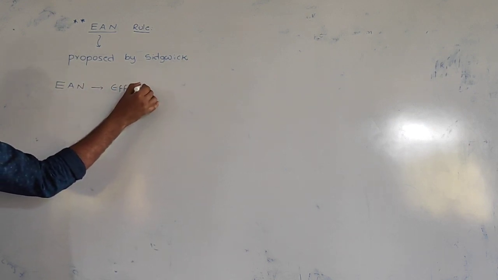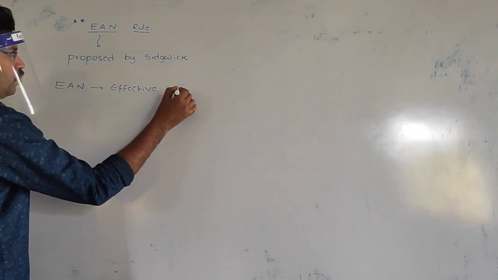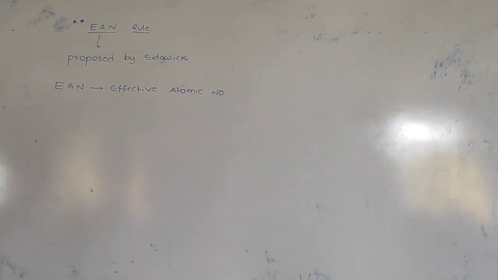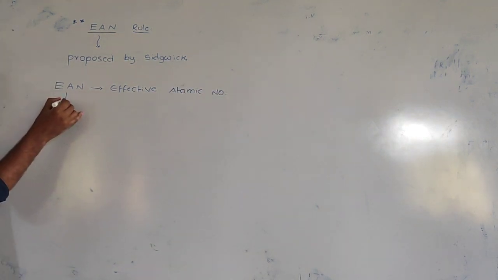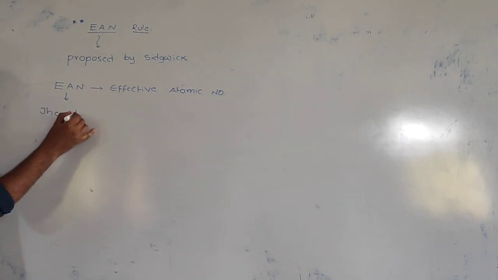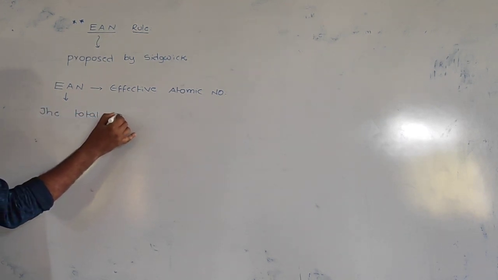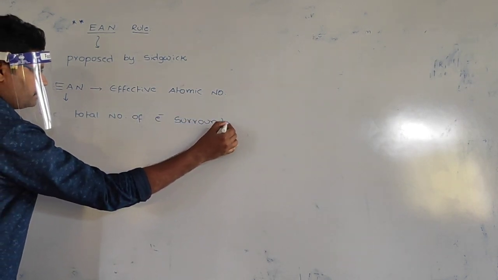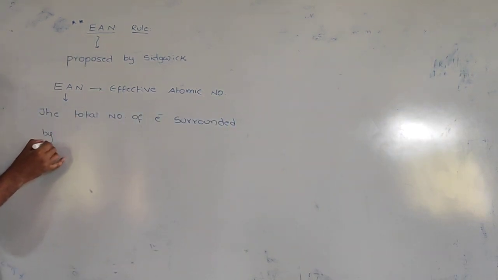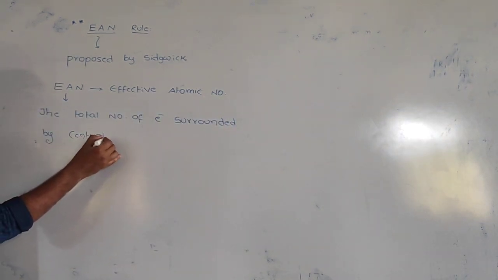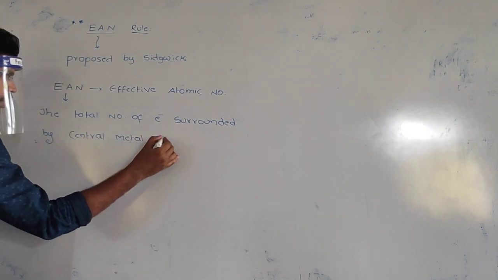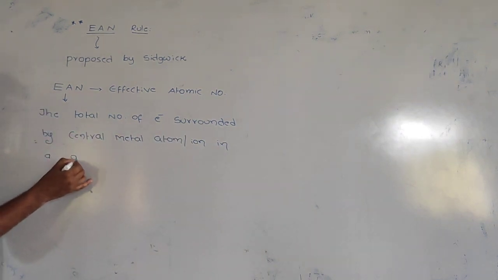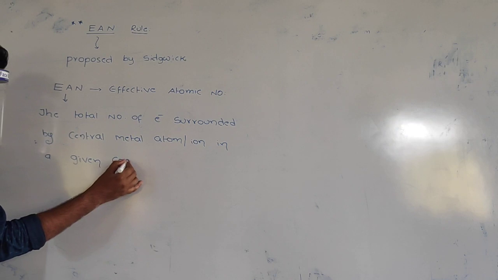EAN is simply defined as effective atomic number. If you want to know about its definition, EAN is simply the total number of electrons surrounded by a central metal atom or ion in a given complex.